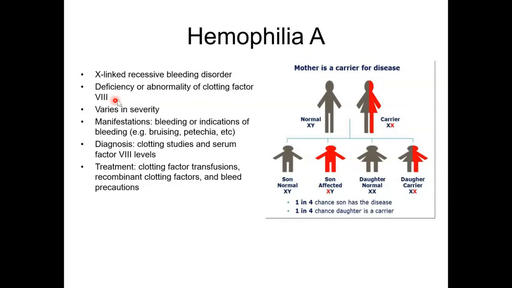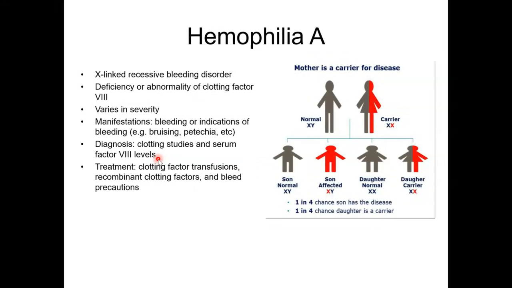It varies in severity. Somebody can be severely hemophiliac or have a very mild case of it. Generally, this is found in childhood. Okay, so this is something that is picked up early on. Generally, we don't just pick this up in an adult. They know by the time they're adults that they are hemophiliac. Manifestations, just understand that they're going to have bleeding and just know the signs of bleeding, bruising, petechiae, bleeding under the skin, that type of stuff.